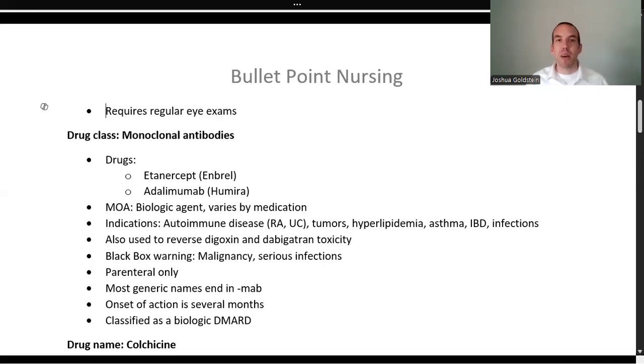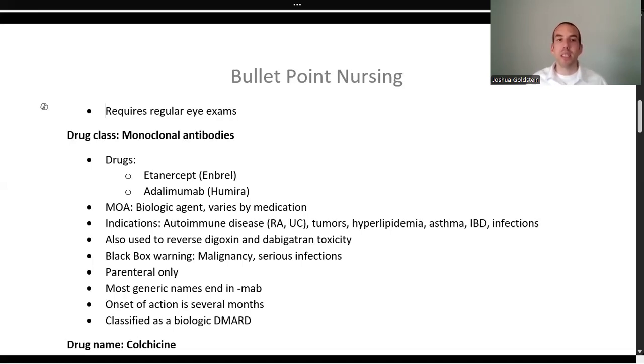Next, these drugs do have a black box warning that they can cause cancer and that they can cause serious infections. That's where I said it's an immunosuppressant. These drugs are given by injection only, almost all of them. I'm told there are some exceptions. I don't know exactly what those are because all the ones I'm familiar with are by injection only. That's why I put it here. The onset is several months, as I mentioned, and this is a DMARD, as I mentioned.